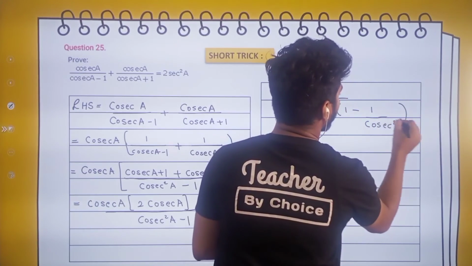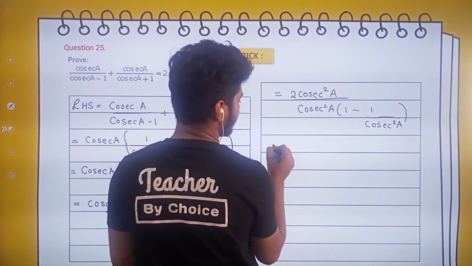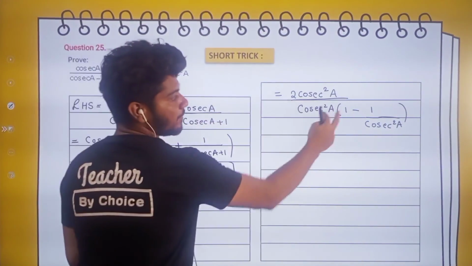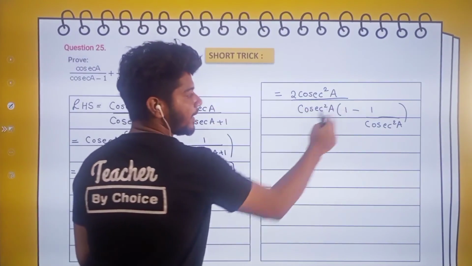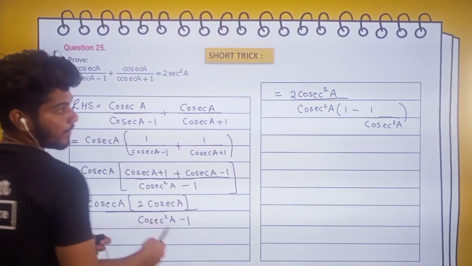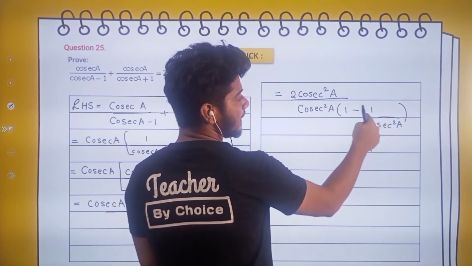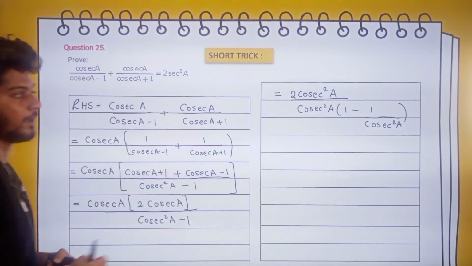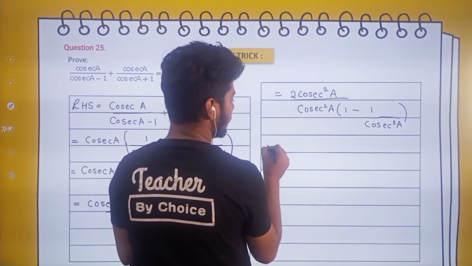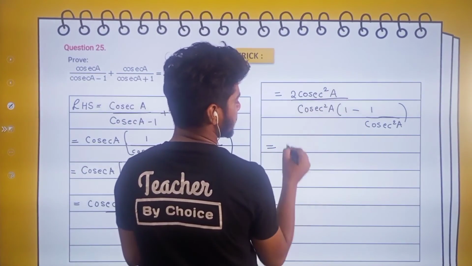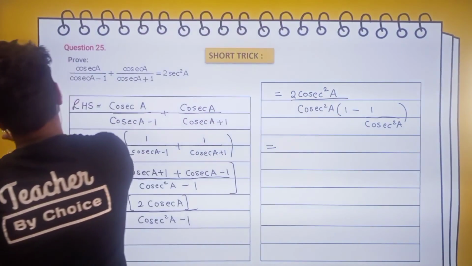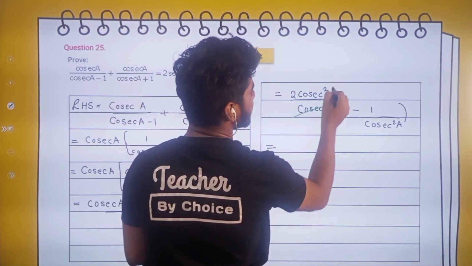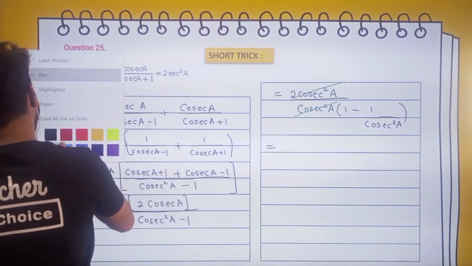Right? See what I have done. See here, if I multiply cosec square a inside, cosec square a into 1 will be cosec square a. When I multiply cosec square a inside, this cosec square a and this cosec square a will get cancelled off. You are left with 1. Okay, this is the basic way of taking common. Now you are cancelling this cosec square a with cosec square a. Chalo, let's cancel this, right?